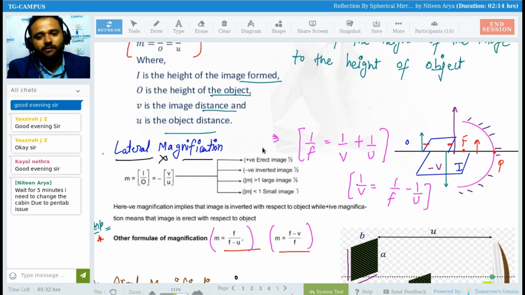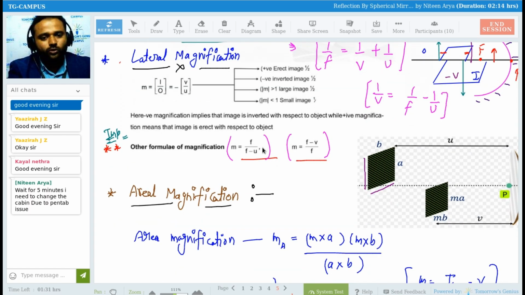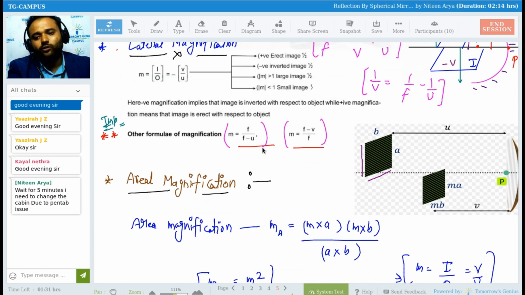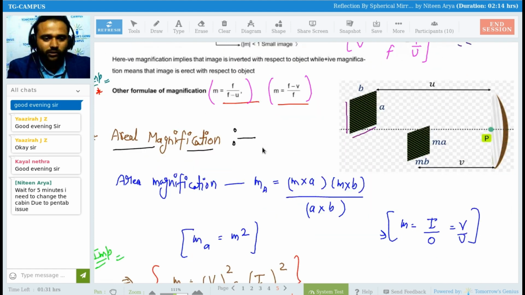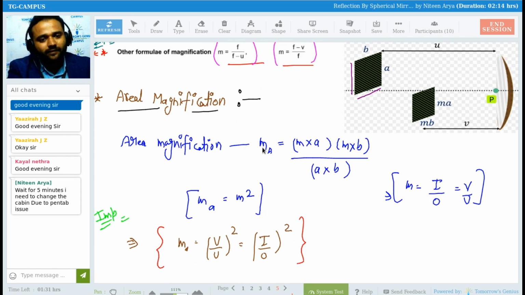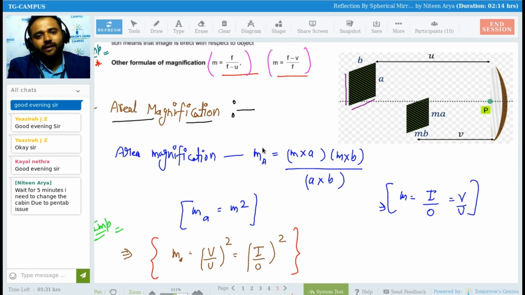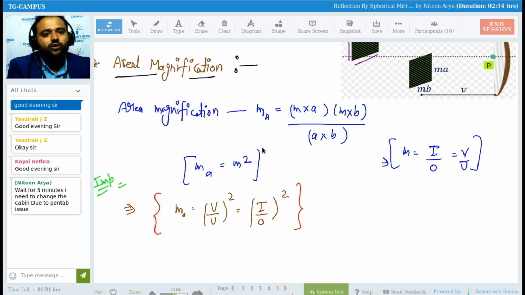If the magnitude of magnification is large, the image is going to be greater than the object. If magnification is lesser than one, a small image is going to be there. Clear, everyone? If you know only the focal length and object distance, that is the formula. Focal length and image distance, that is the formula. More importantly, we have aerial magnification. Aerial magnification is the magnification that happens in the x-axis and y-axis simultaneously. So that is M_A, which is M squared, where M is I by O or negative of V by U. Is this clear, everyone, beta?